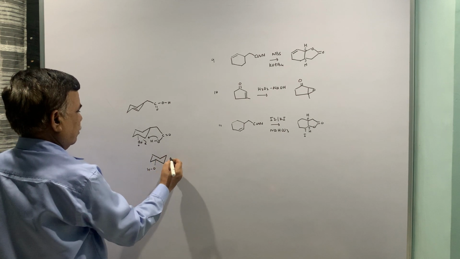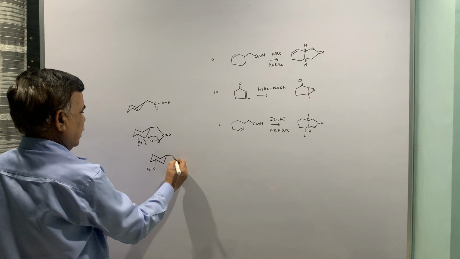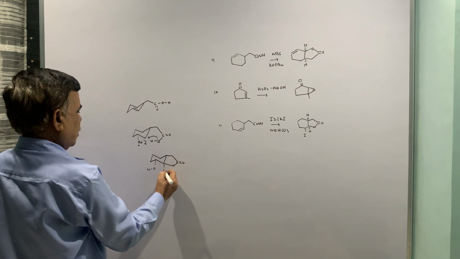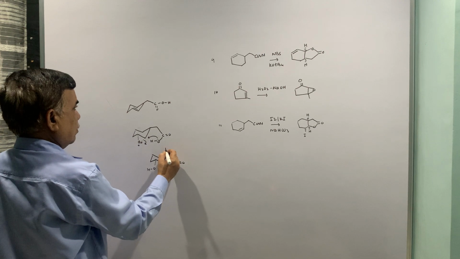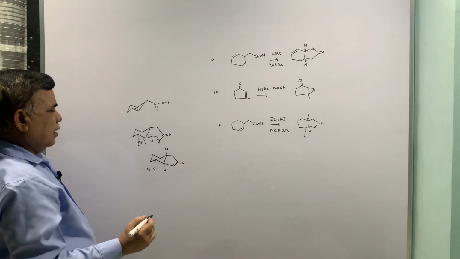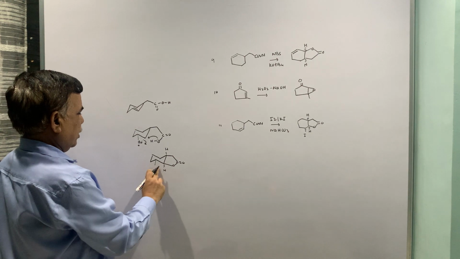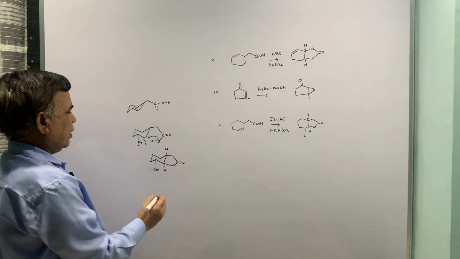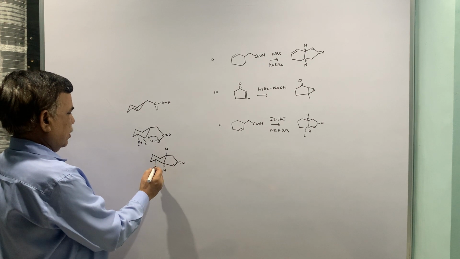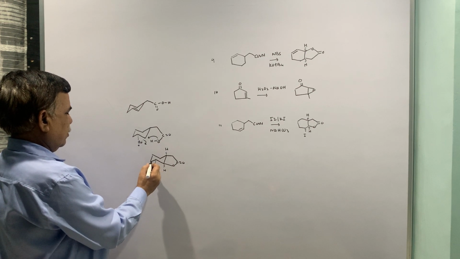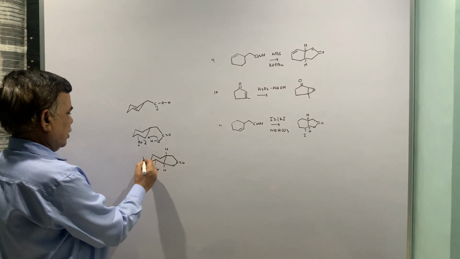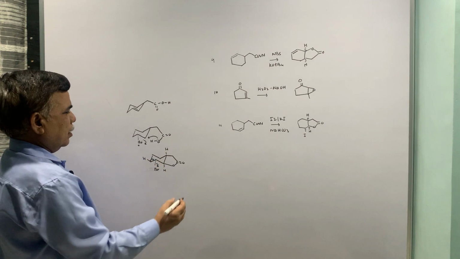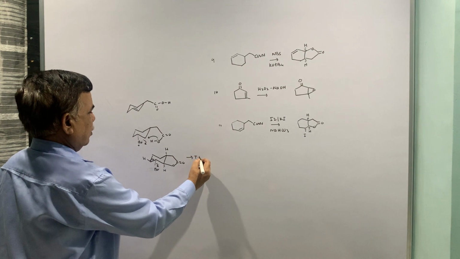OH, this side it is CH2CO, and then this is Br, not OH, and finally what happens is this Br loses and you get the target molecule.